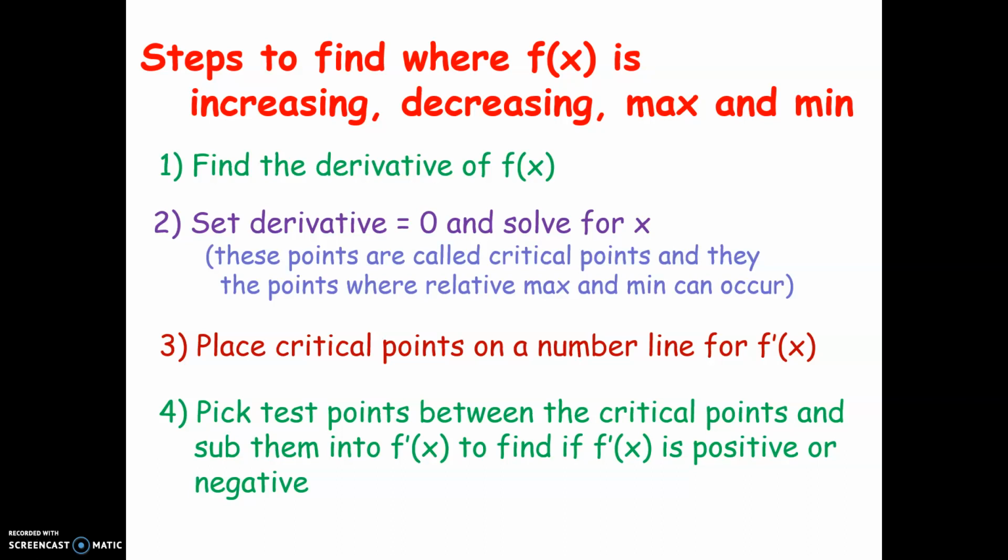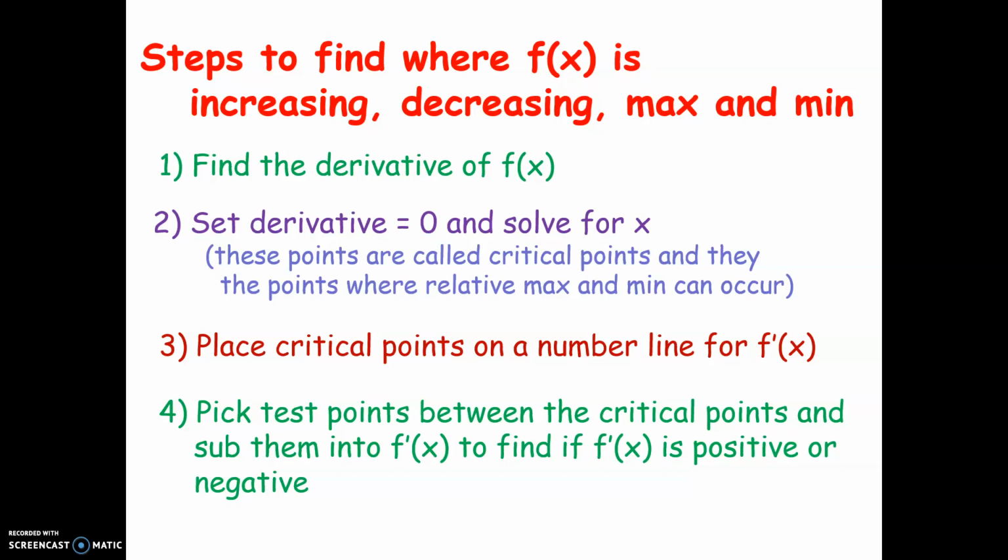If the slope is 0, that's where it might have a relative maximum or minimum. So the slope is very important in this, and that is the derivative. So first step, find that derivative. Then set the derivative equal to 0 and solve for x. These points are called critical points, and they are the points where relative maximum and minimums can occur.